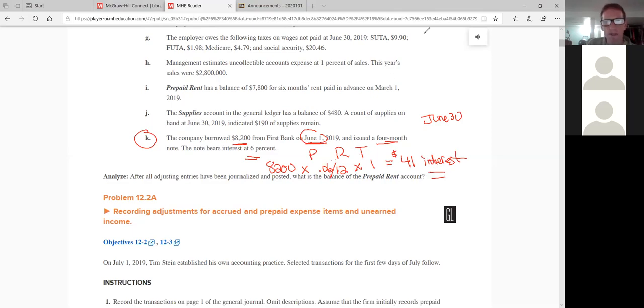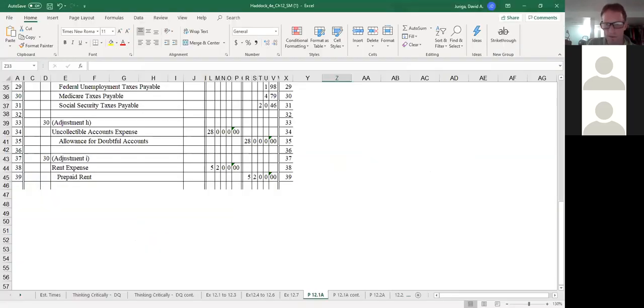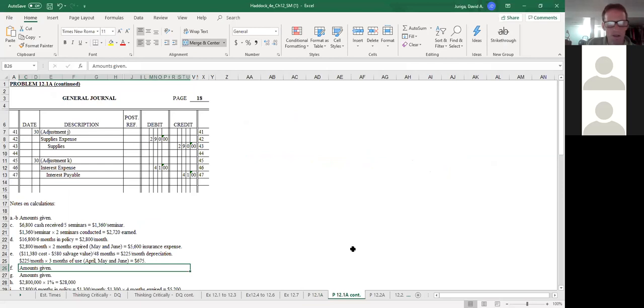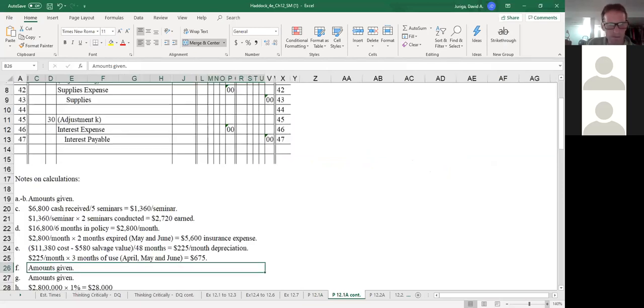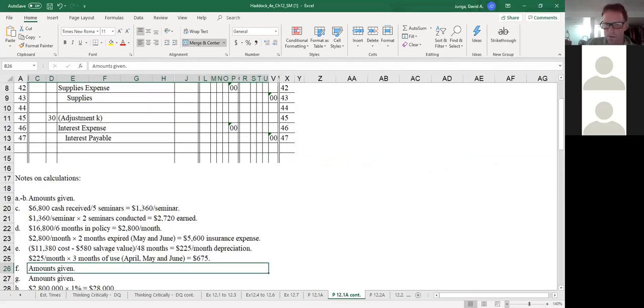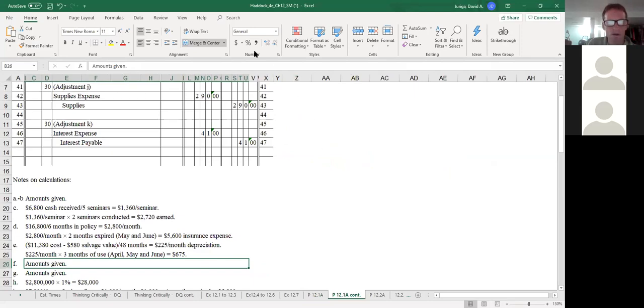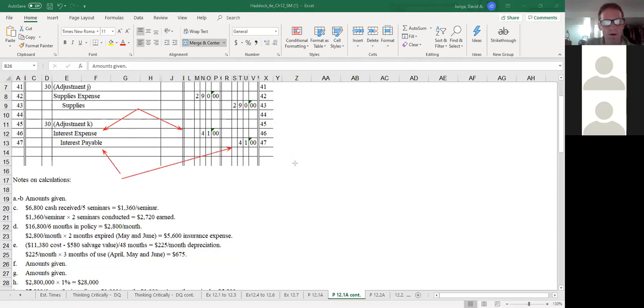And then to kind of wrap that up, look at the entry. Oh, let me get to the next page. There we go. It's right there at the bottom. There we are. There's debit interest expense, there's the 41, and then of course interest payable, credit that for 41.